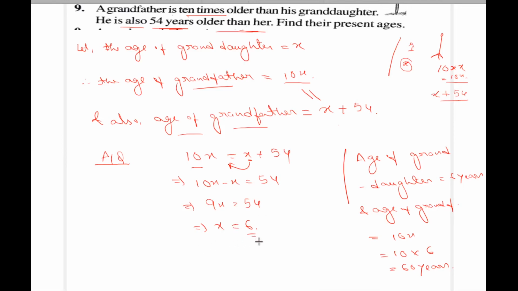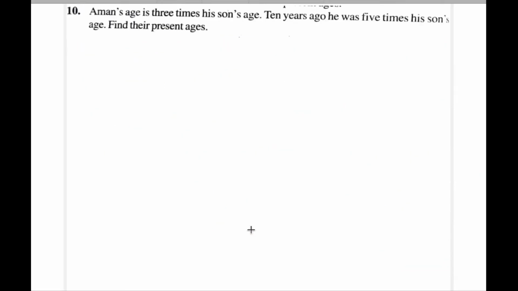Okay. Now come to the last question. Question number 10. Aman's age is 3 times his son's age. 10 years ago he was 5 times his son's age. Find their present ages. Again, it is a very simple question. Suppose this is the son and this is Aman.